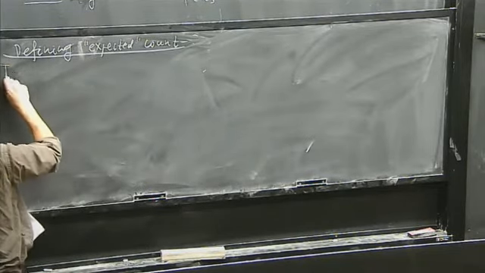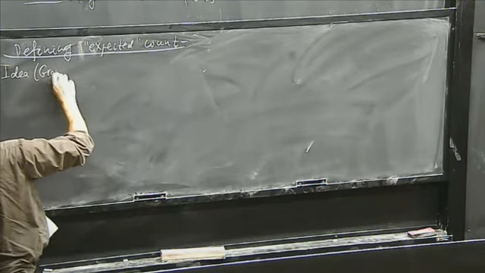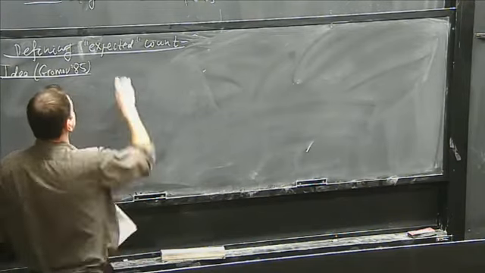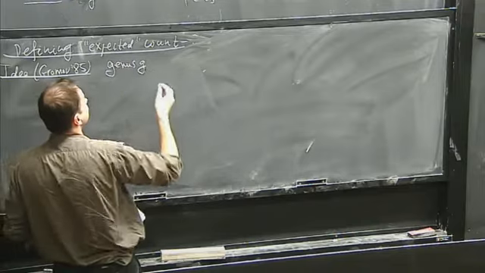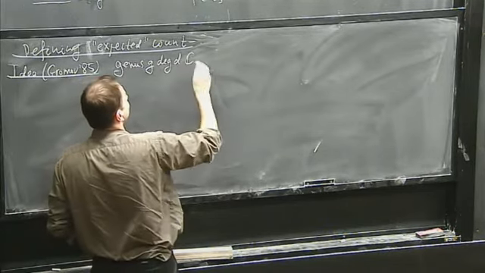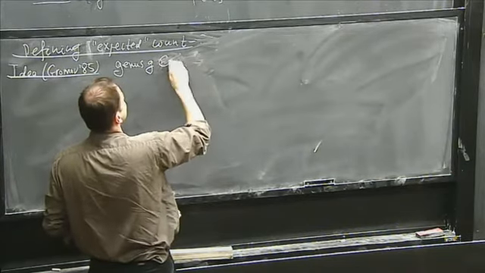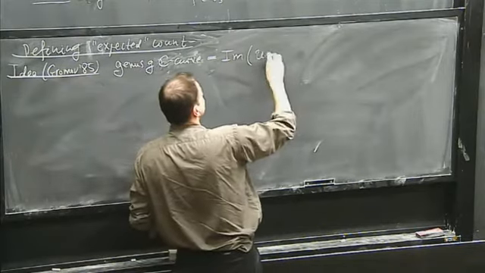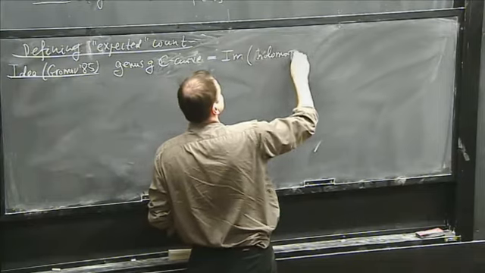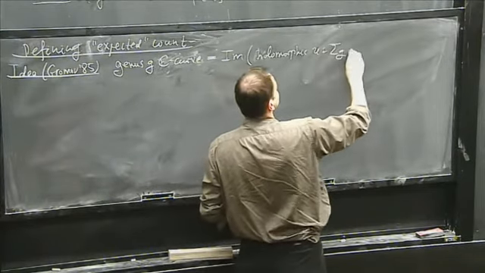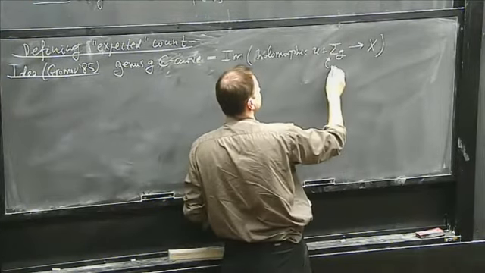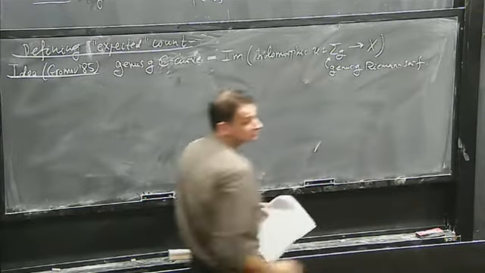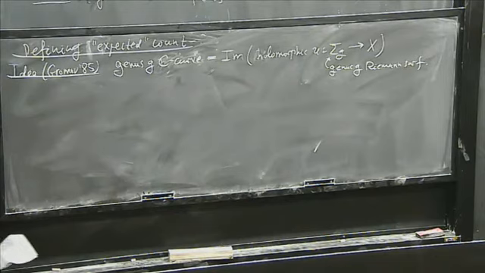In the version I'm presenting, the key idea goes back to Gromov's paper. The idea is that a genus g, degree d complex curve is the image of a holomorphic map u from sigma into X, where sigma is a genus g Riemann surface. That's more or less the definition of a curve, if one wants to take it this way.